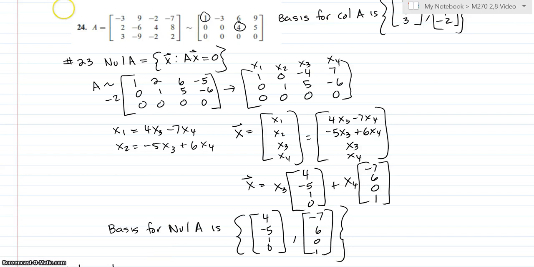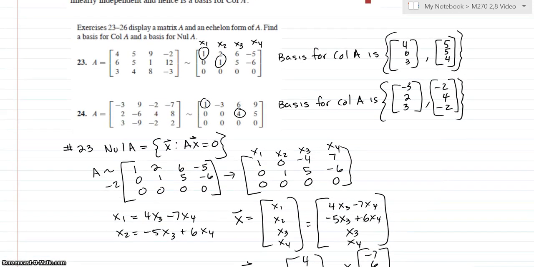So now let's have you try number 24. Number 24 is up here. If you go ahead and pause it, what do we want to do with 24? If you remember, we already found the basis for the column of A, so now go ahead and find the basis for null of A. You can pause and come back when you're ready, and I'll display the solution for number 24.